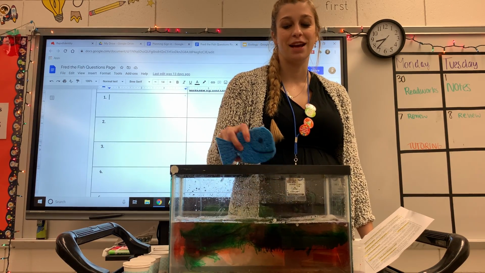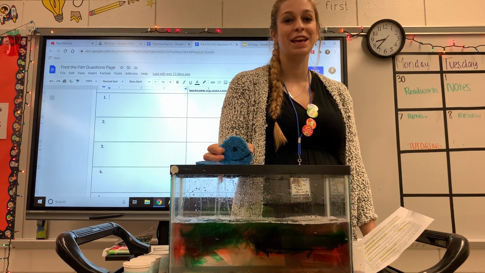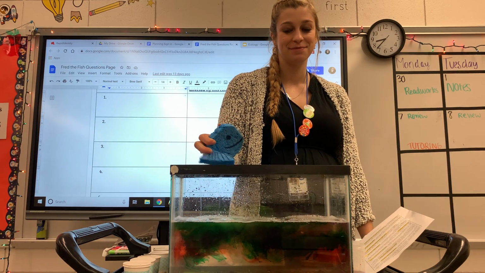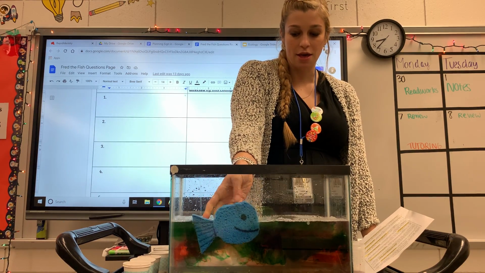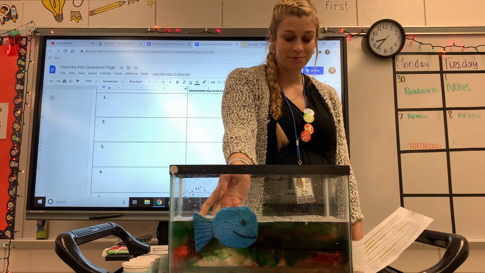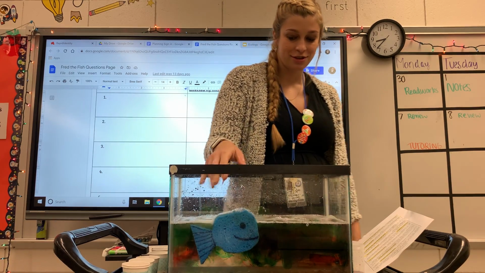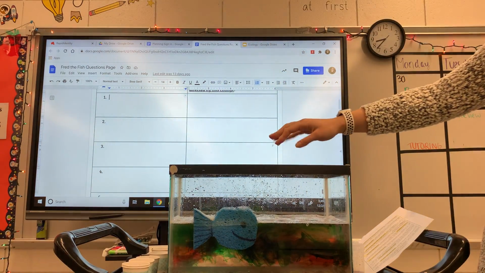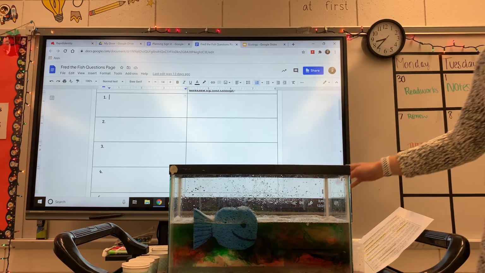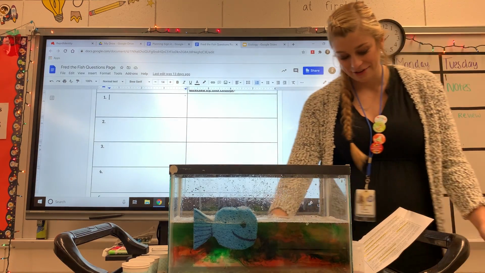Just kidding, it's a happy day. Fred survives and he keeps on smiling. Can y'all even see? He's still smiling in all that nastiness.